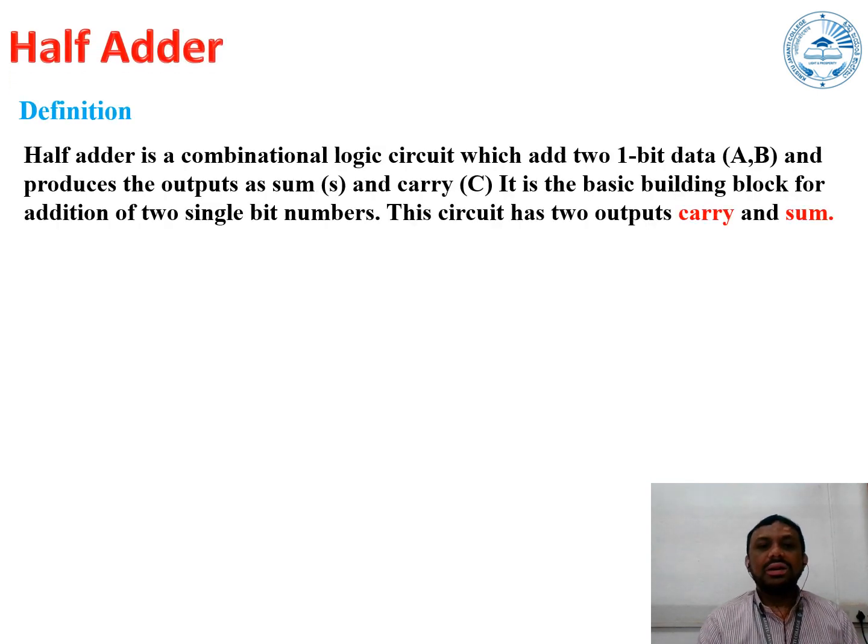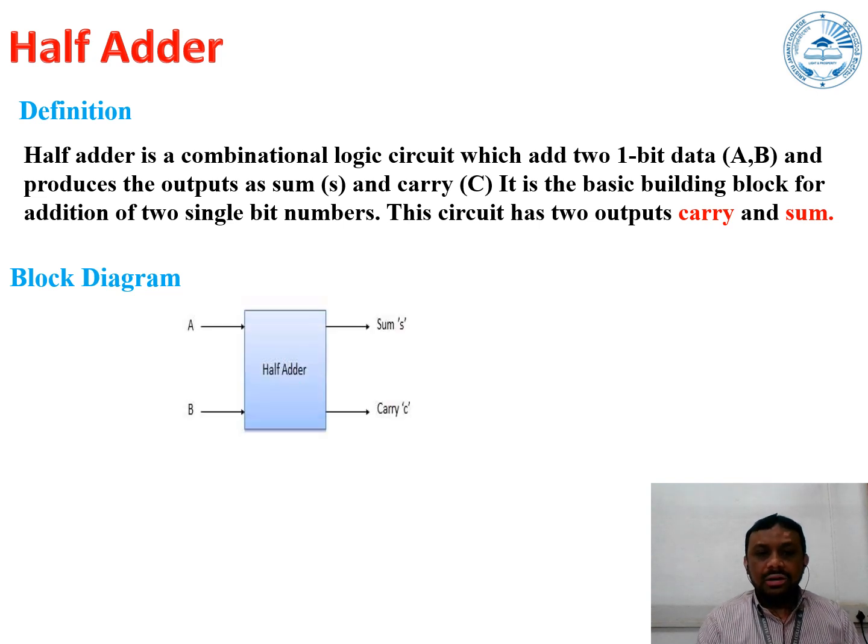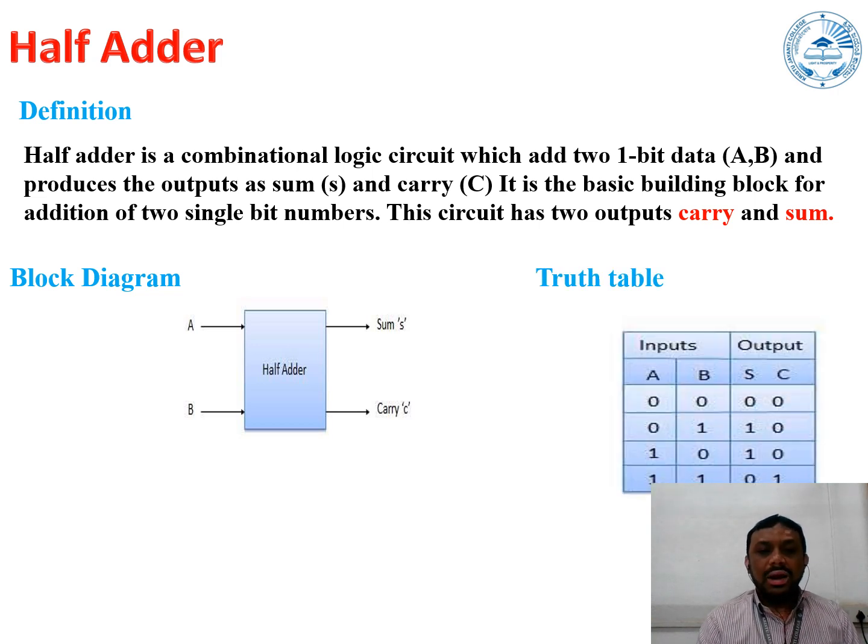Half adder, we said, is a combinational circuit which will add two 1-bit data and produce the output as sum and carry. So this is the block diagram. Here we have two inputs A and B. The half adder will add the inputs and produce the output as sum and carry. So here, how do we add them? This half adder is a digital circuit, and we have two inputs.